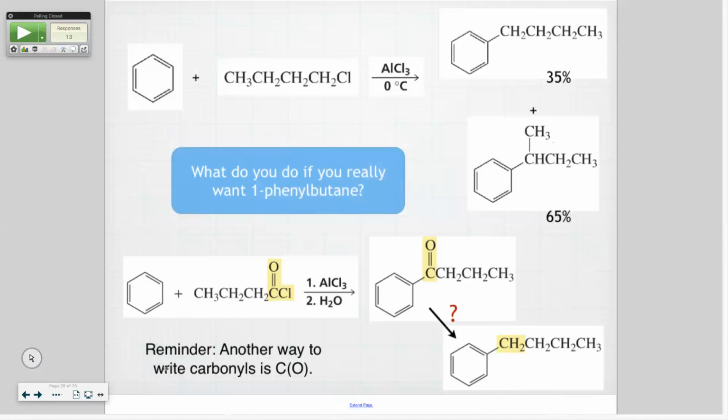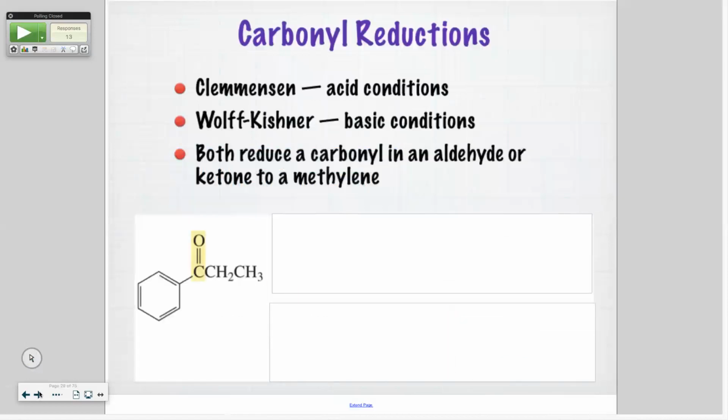Okay, remember another way to write carbonyls is C with the O in parentheses. You will see that in your book and stuff, so just make sure you remember that. Okay, so there are 2 types of ways to reduce carbonyls to CH2, and you get to do it in one step. They're called the Clemmensen and the Wolff-Kishner. Both reduce a carbonyl in an aldehyde or ketone to a methylene. Remember, a methylene is a CH2.